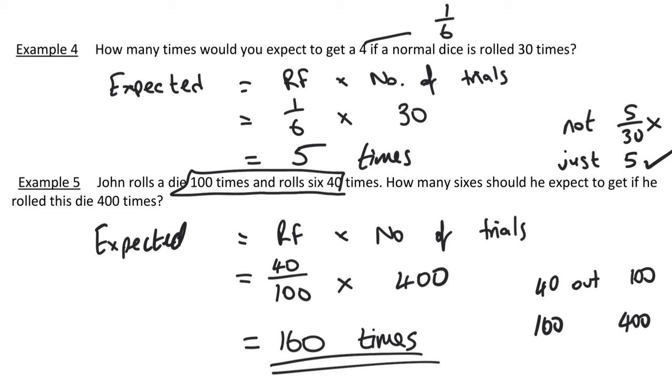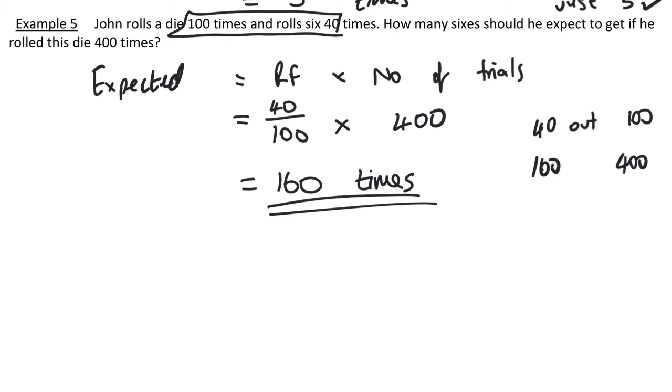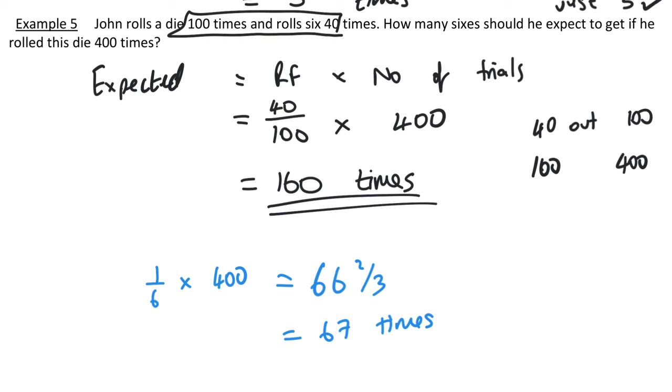Now, had we been doing this in a similar way to example 4, where we would expect a normal dice. So if it was a normal die, the expected number would have been a 6th times 400, and that works out 66 2/3, so really 67 times. So had it been a proper die, a fair die, then it would have been 67 times.